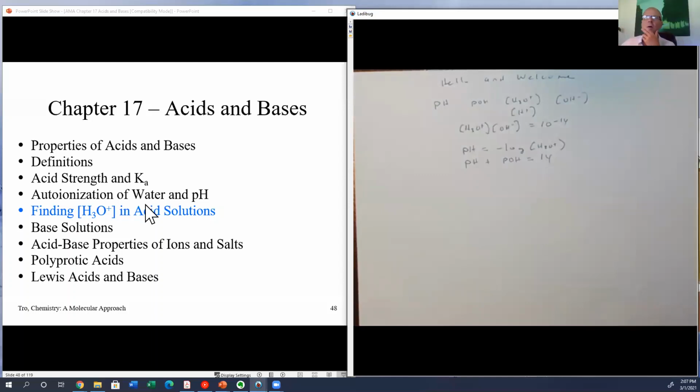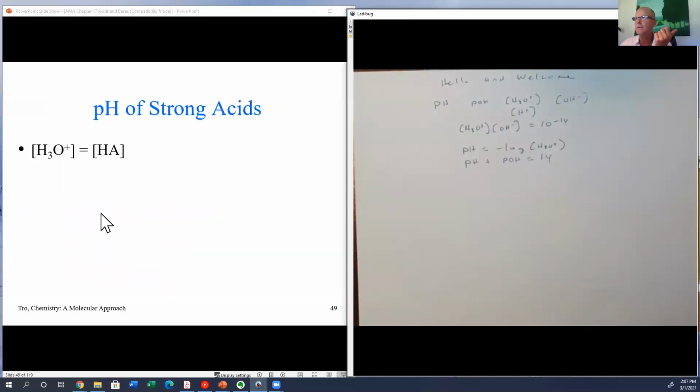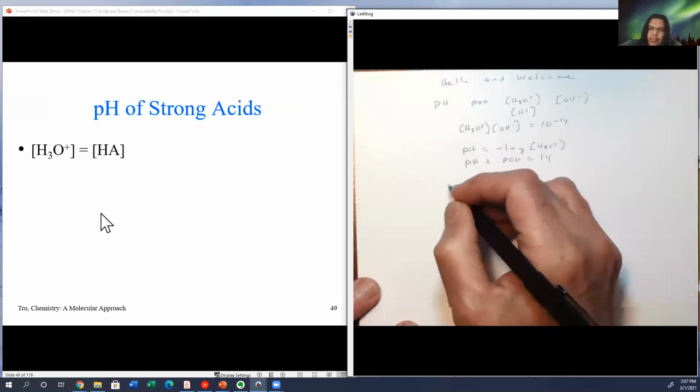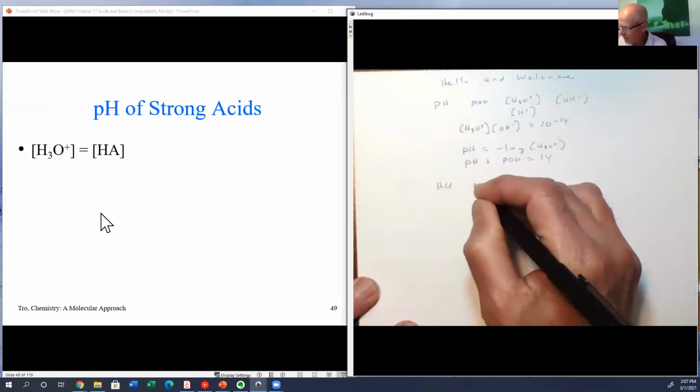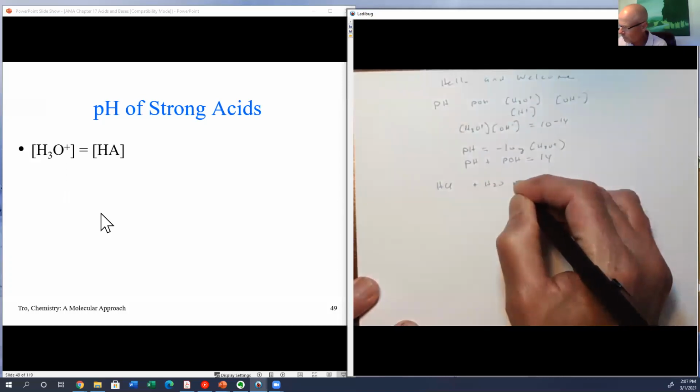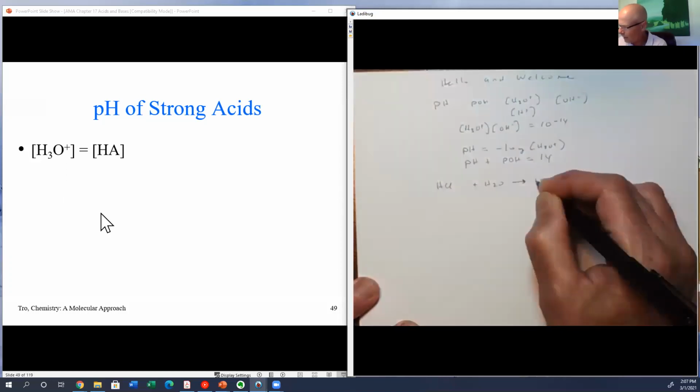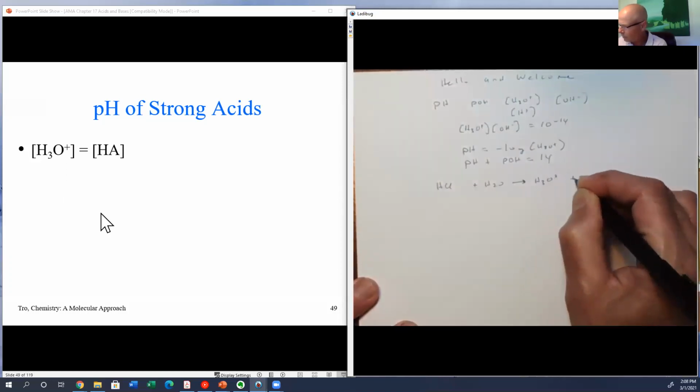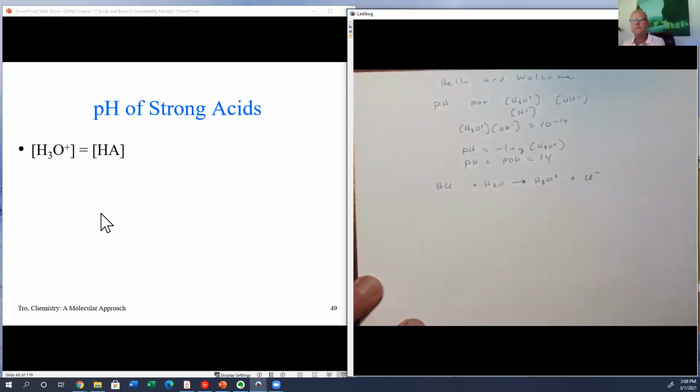All right, so now what we want to do is say, okay, now that we know these quantities, how do we determine them? How do we determine the pH of a strong acid and a weak acid? So we're here finding H3O+ in acid solutions, all right? It turns out a strong acid is fairly straightforward. In a strong acid, remember, like HCl, for example, when we write the equation, it goes all the way to the right, forms H3O+ and Cl-, okay?